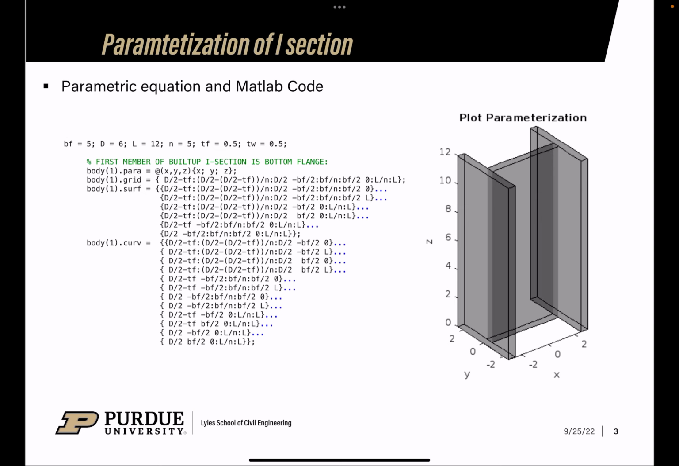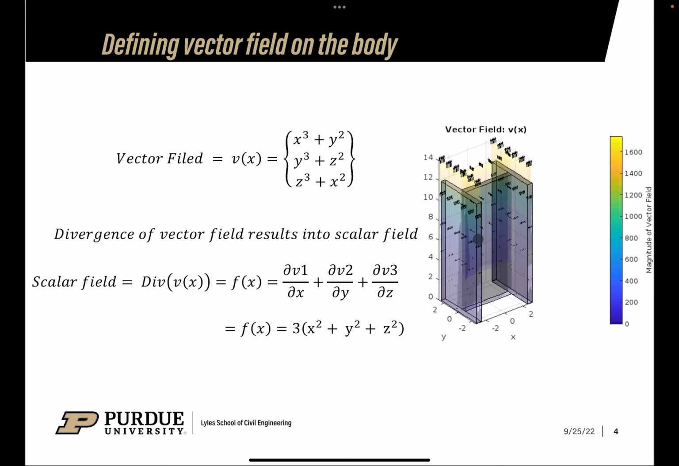So, a quick overview of the parameterization of the body. My body is an I section. Here is the parameterization of one part, that is the bottom flange, and the same thing can be done for the other two parts of the body too.